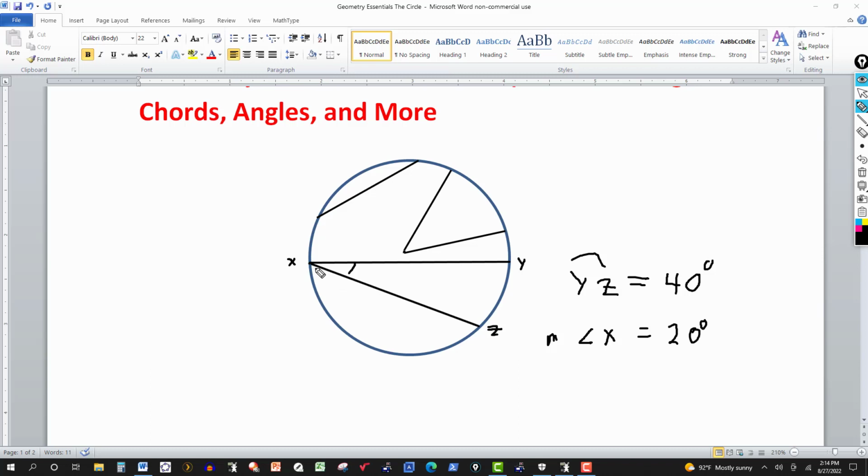This again is an inscribed angle. In the circle here, you know the measure of this arc, take half of it, and that gives you the measure of this angle. Or if you know this angle, and you want the measure of the arc YZ, then just multiply that by 2, and you have it.